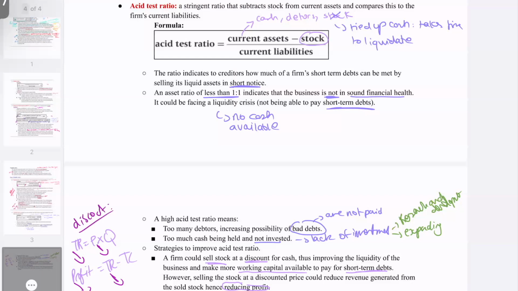A firm could increase the credit period for debtors, so the time for debtors to pay, to enable them to purchase stock on credit. So basically, they end up buying on credit, which will make them buy more. The problem is that it may lead to an increase in bad debt if debtors do not pay. Okay, so basically, this is it, you guys.